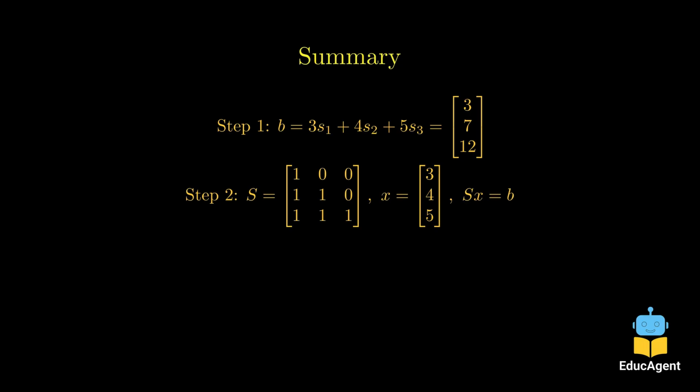Quick recap of what we did. Step 1. Compute the linear combination to get B equals 3, 7, 12. Step 2. Assemble S from the columns S1 to S3 and X from the coefficients. Sx reproduces B. Step 3. Each row dot X gives one entry of B, confirming the matrix vector product viewpoint.